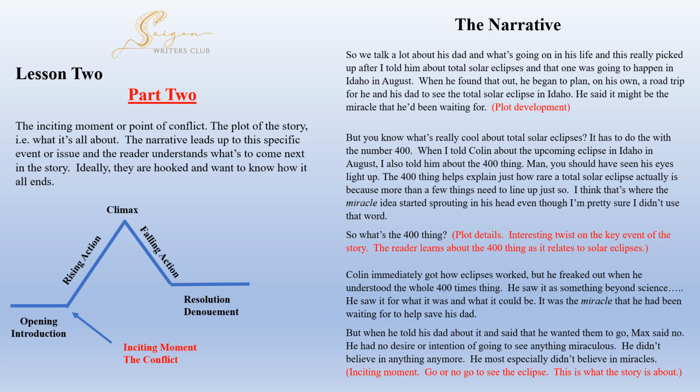The story is about, will they go see the eclipse? Will it be a miracle? Will it help his dad? Will Colin see a miracle? Will he see science? You know, what about the role of the narrator? What about the first person, the editor? Does he go too? So we know that the inciting moment, the point of conflict, the issue, the reason we're reading the story is all about this solar eclipse.